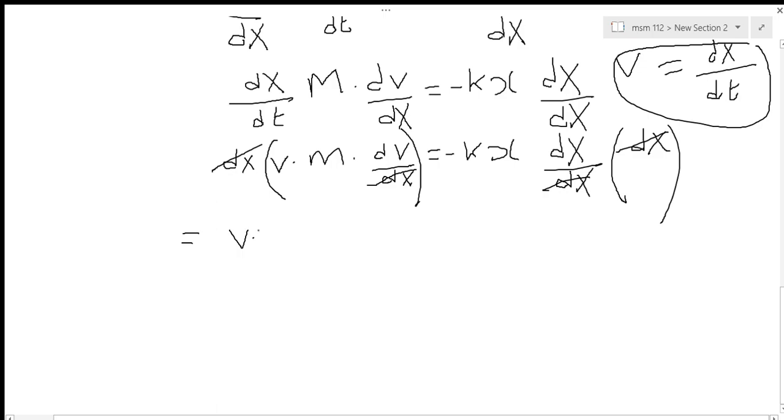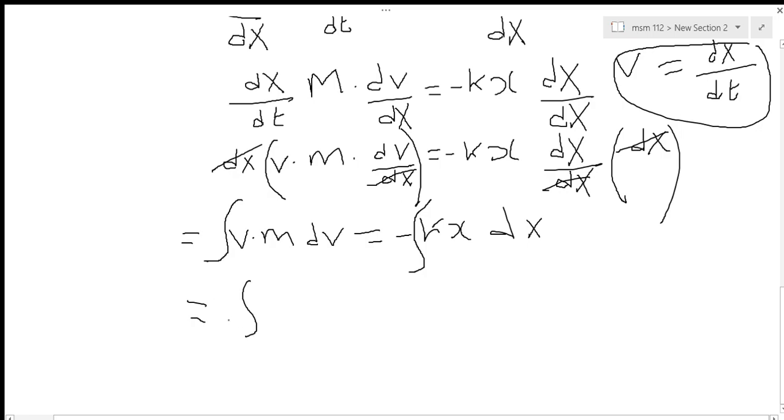v m dv is equal to negative kx dx. And from here you can integrate. Just introduce the integral signs. This will be equal to the integral. m can come outside because it's a constant mass. This will be the integral of v dv is equal to minus k. k is a constant as well. x dx, like this.